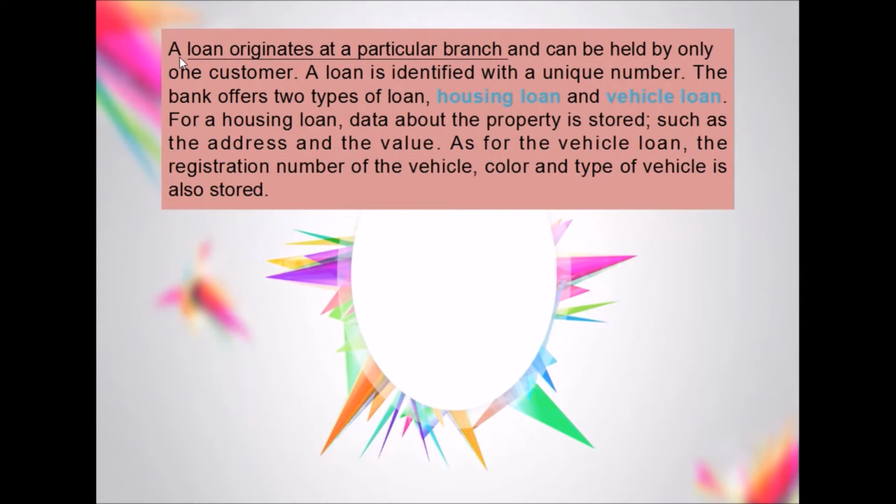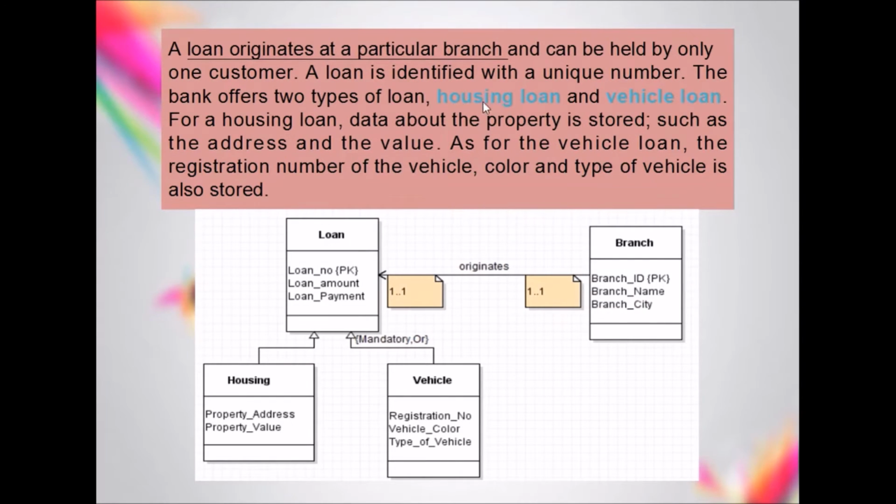The next one is a loan originated at a particular branch and held by only one customer. A loan can be identified with a unique number. The bank offers two types of loan, housing and vehicle. So we can see the loan is originated by branch. So one loan is originated by one branch only, and one branch can originate one loan only, and the loan is separated into two, which is housing and vehicle.